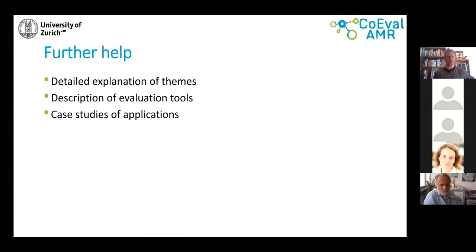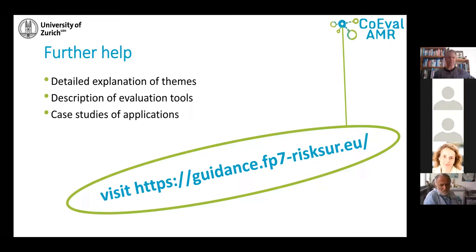There's further help on the homepage, where you will find a detailed explanation of the themes. You will find a description of the evaluation tools, also quite detailed, with a link to the tool and all the resources that are needed for it. And then a number of case studies of applications that go into details on how you should apply it and what the experience was of those who conducted those case studies, and that is what Liz is going to talk about in a minute.